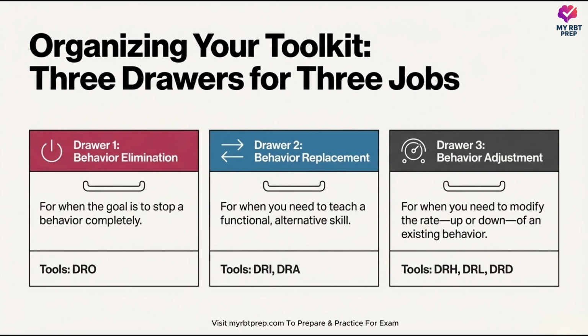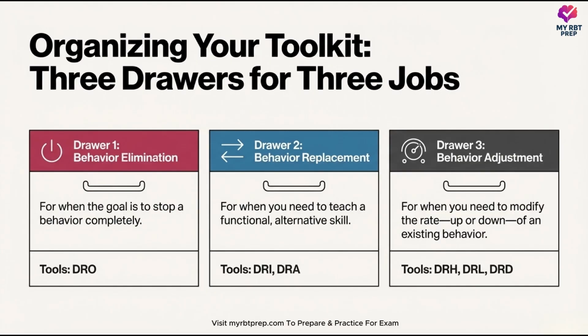Now, shift your eyes to the middle blue drawer. See the swapping arrows? This is replacement. This is the most crucial drawer for long-term growth because we aren't just stopping something, we are teaching a functional alternative to take its place. Here, you'll find DRI and DRA. If a student hits to get attention, we don't just want the hitting to stop. We need to teach them to tap a shoulder instead.